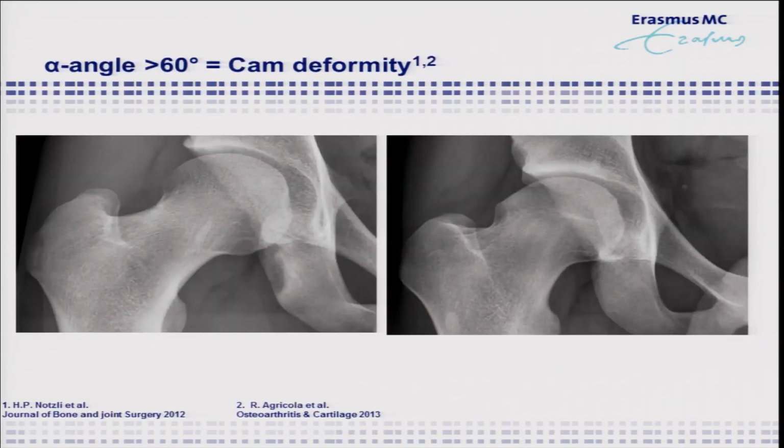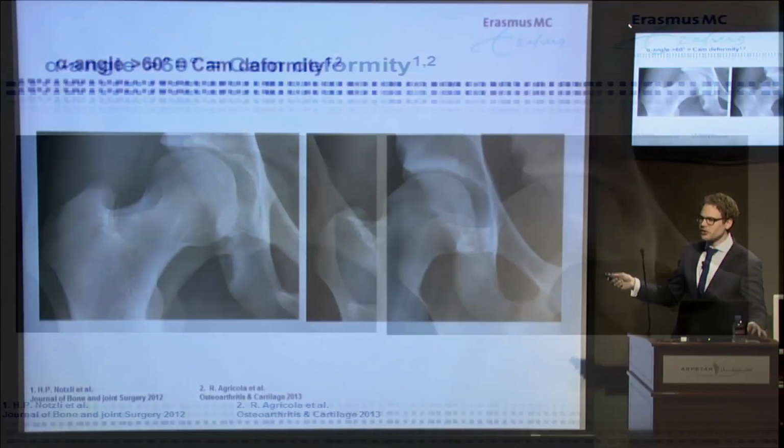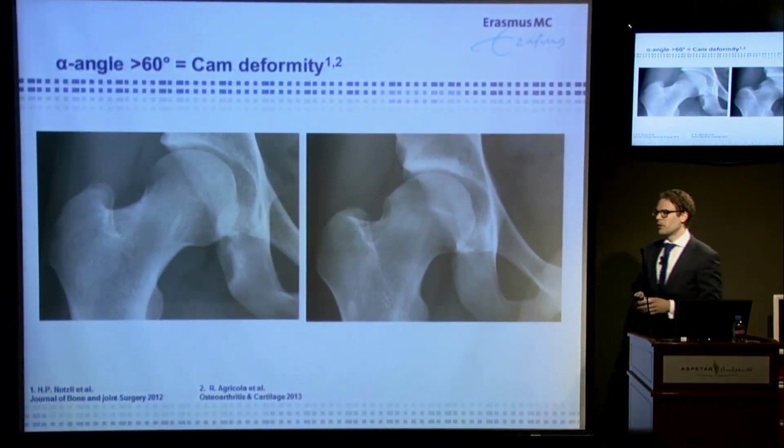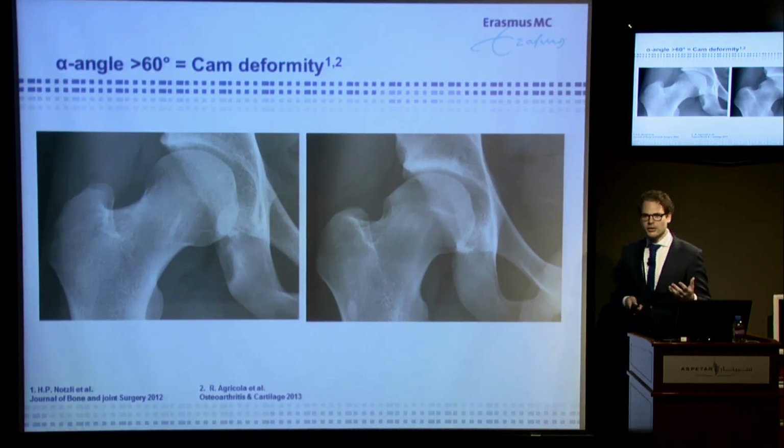And the measure nowadays most often used is the alpha angle. I won't advocate that this is the best measure, but it's the measure mostly used, and I will use it throughout my presentation. That's why I will show you how it is measured. On the left side, you see a proximal femur with a spherical femoral head.